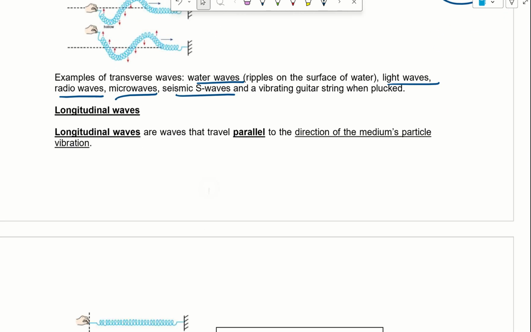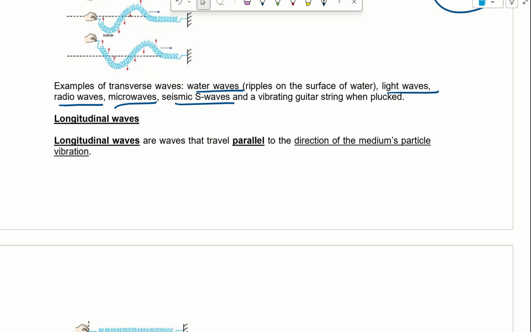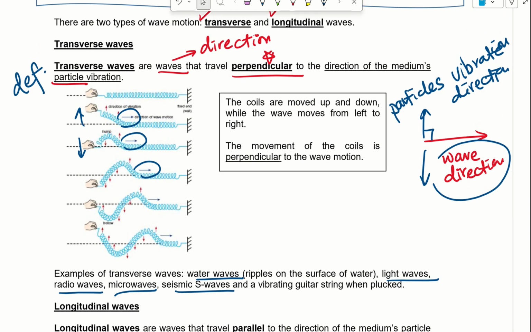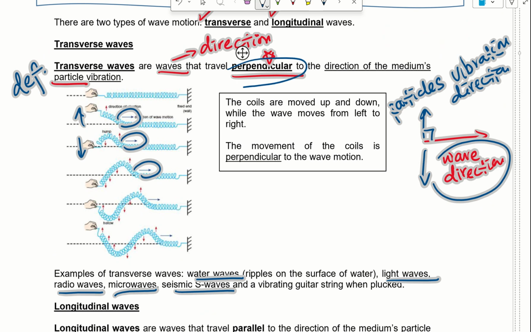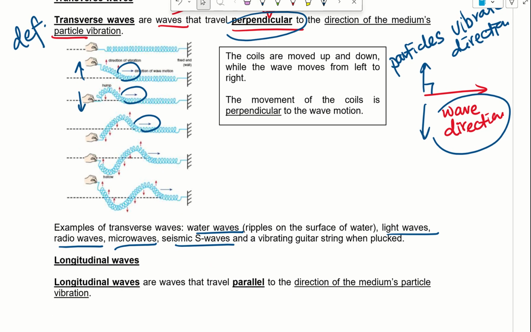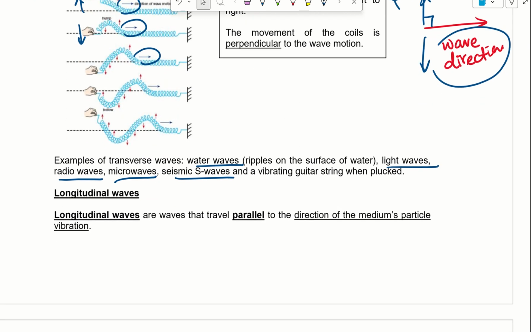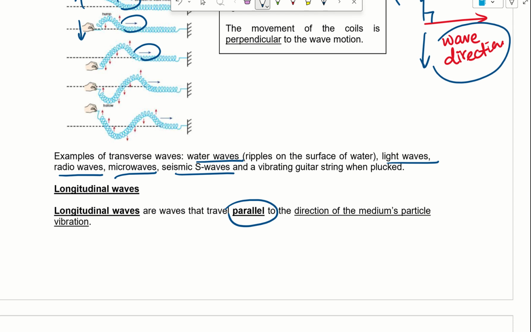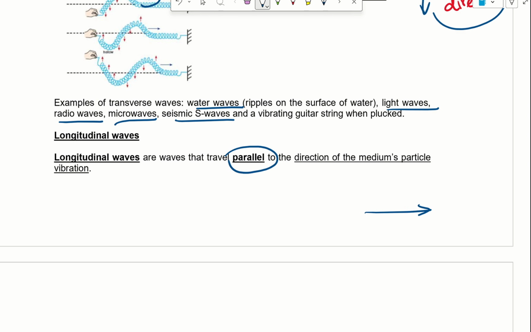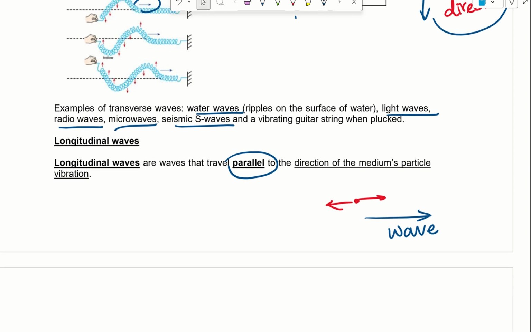Okay, the other type of wave is longitudinal waves. As you have already memorized the transverse wave and you have used the keyword of perpendicular, you can use the same definition. However, in this case, longitudinal waves are waves that travel parallel to the direction of the medium's particle vibration, which means to say, if the wave is moving in this direction, the particle is actually vibrating in the same direction, which means it is parallel to the direction of the wave. So again, there are two directions and both are parallel to one another.